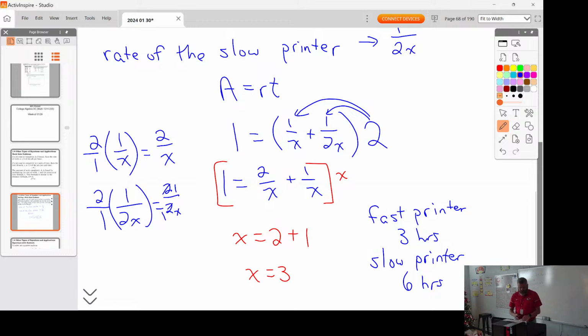Okay. Any questions on this problem? Any thoughts, insights, ahas? Okay. Very good. Moving on.